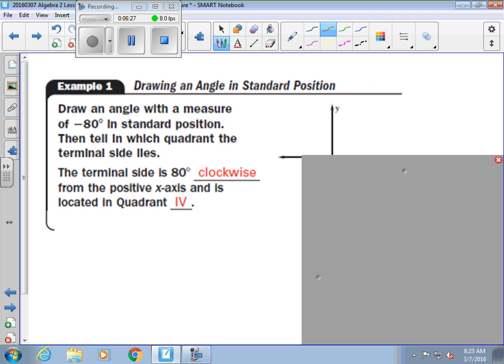Example number one is drawing an angle in standard position. The directions say draw an angle with a measure of negative 80 degrees in standard position. Then tell which quadrant the terminal side lies. Now, here's something to know real quick. If the degree measurement is positive, it goes counterclockwise. If it is negative, it goes clockwise.